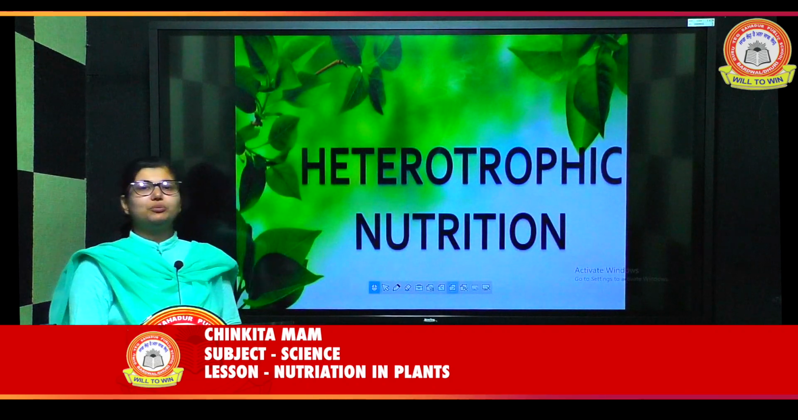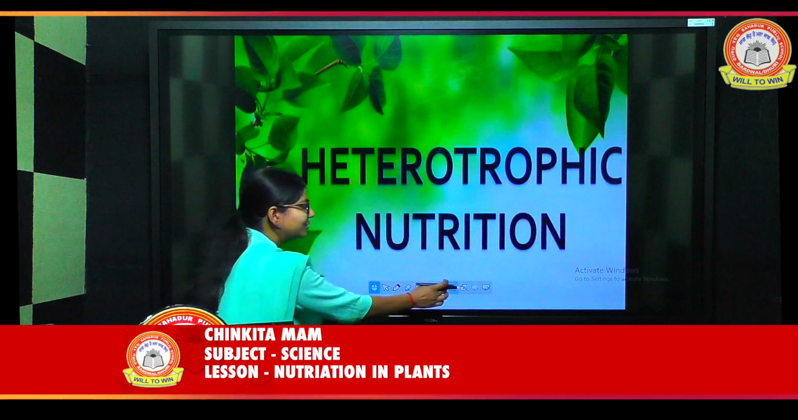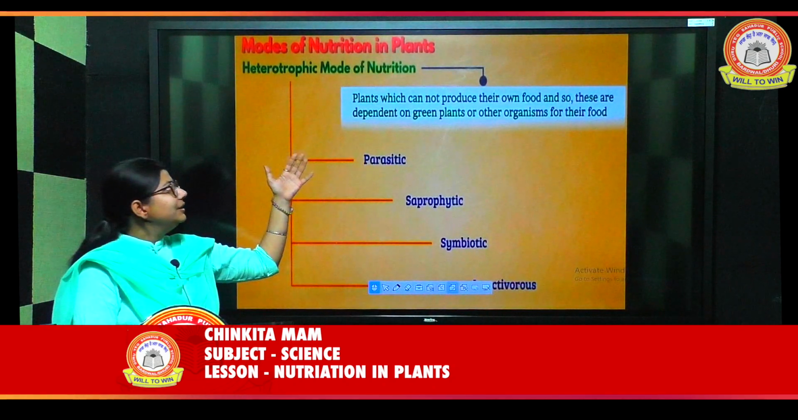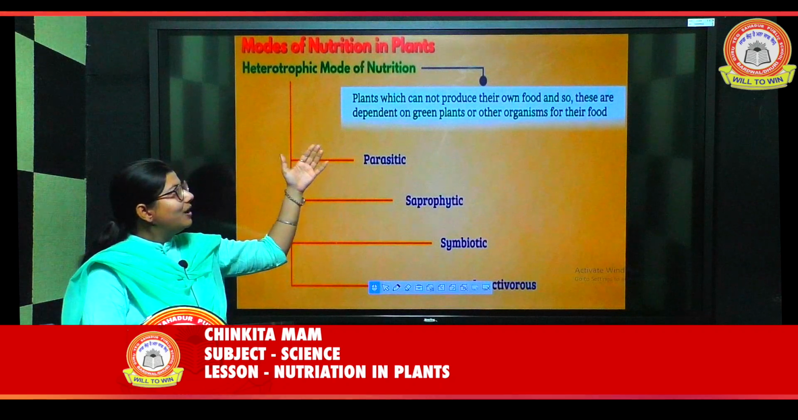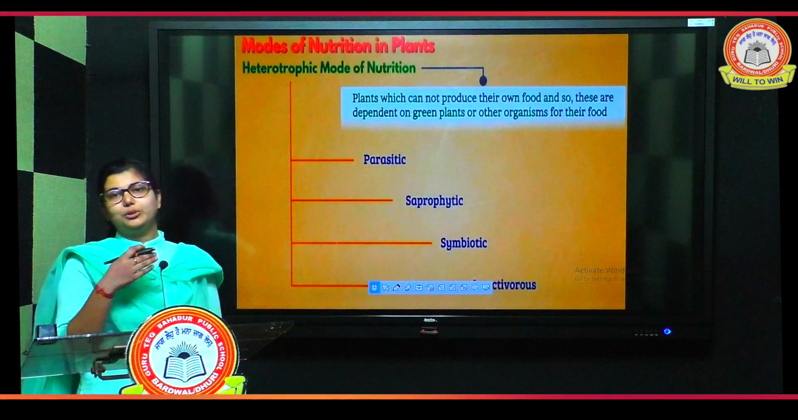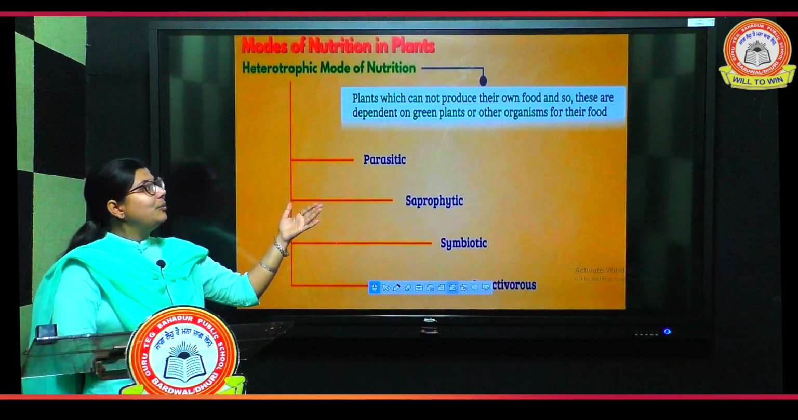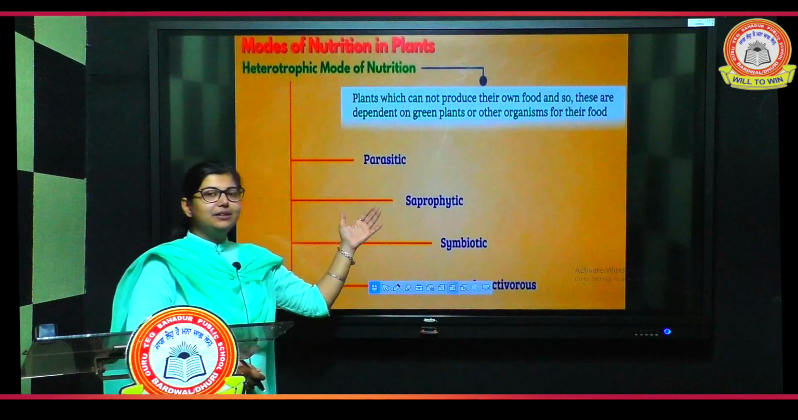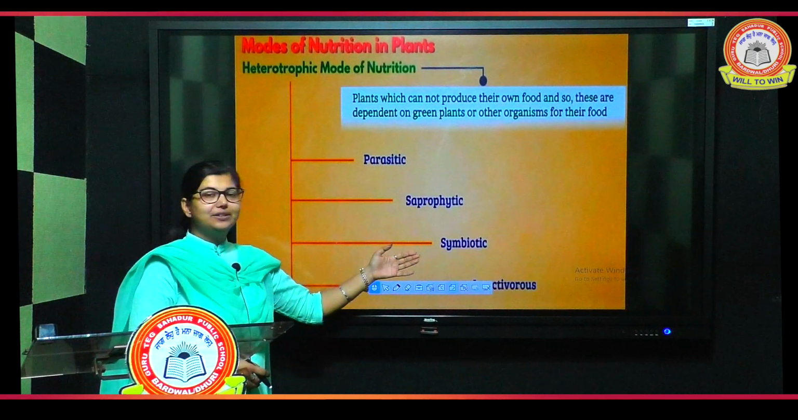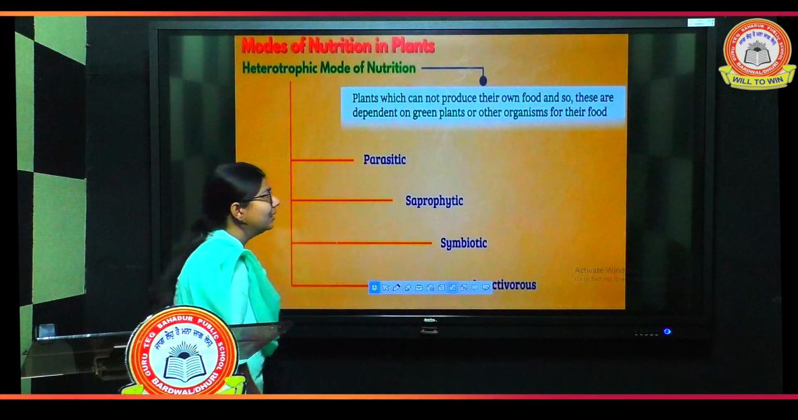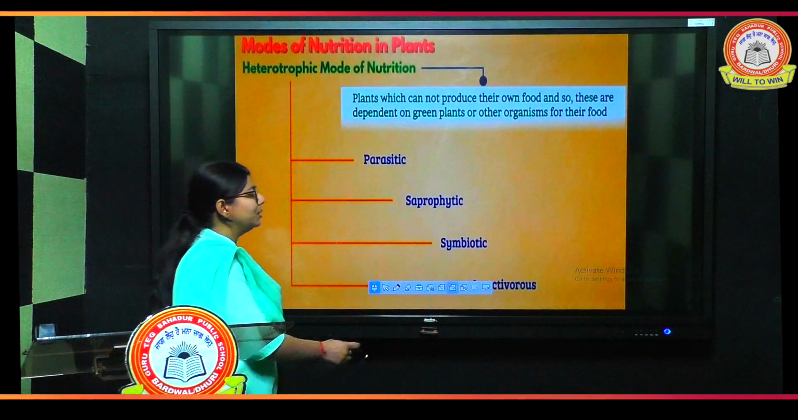Next is heterotrophic mode of nutrition. That is what we are going to discuss today. In heterotrophic mode of nutrition, the organisms or the plants which cannot produce their own food are dependent upon others like green plants or other organisms for their food. So these are parasitic, saprophytic, symbiotic and insectivorous plants. Okay, and one by one now we are going to study about these plants.